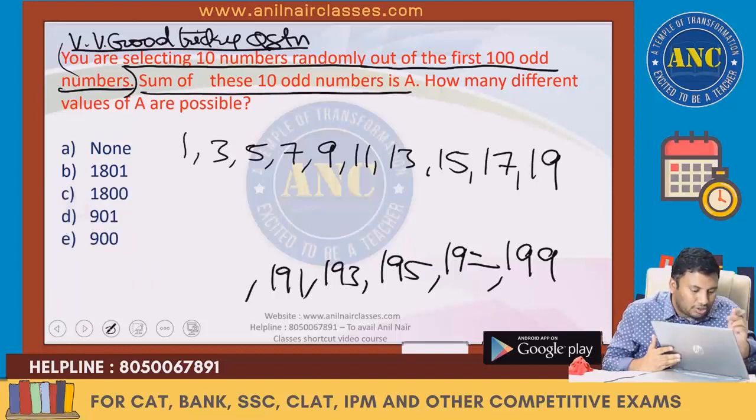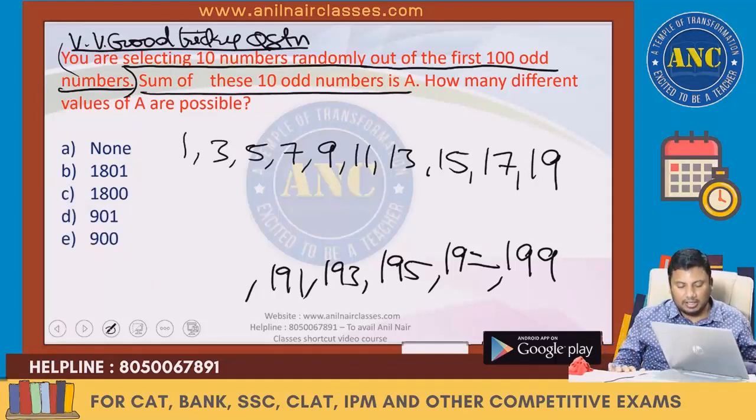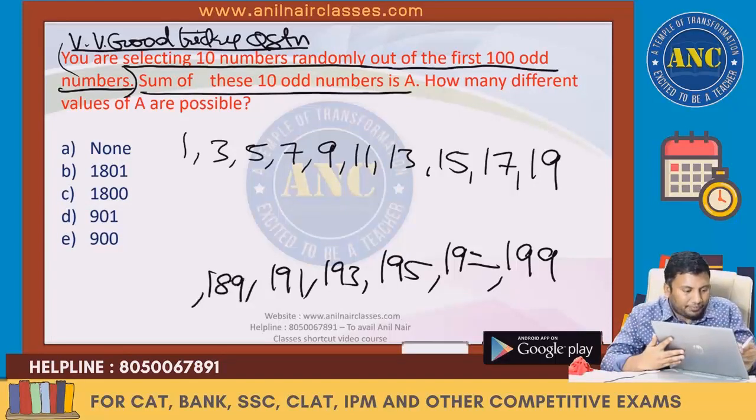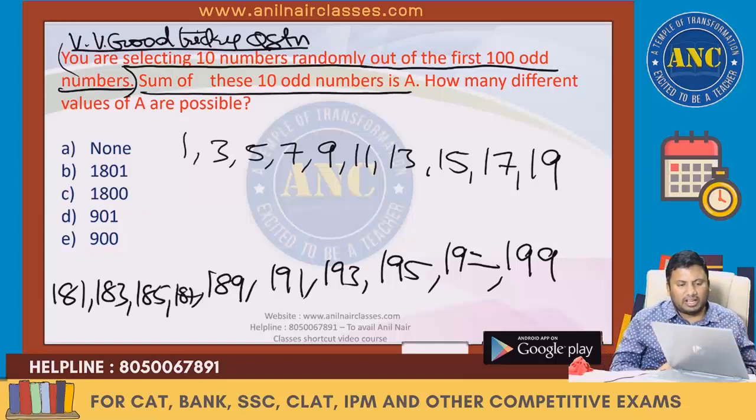This year I am going to take a lot of live classes, sir. Right? 191. Next one, 189. 181, 183, 185, 187. All these numbers will come in between.